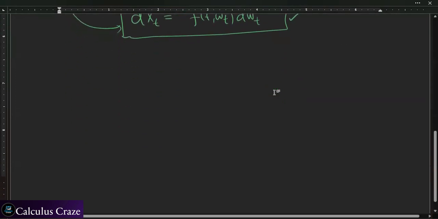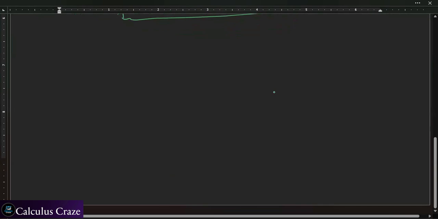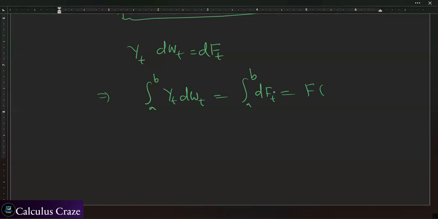So these are the notations. Of course, suppose we have a differential written in this form, Y_t dW_t equal to dF_t, so it is a stochastic differential. Then you can also write this stochastic differential in the form of the integral from a to b of Y_t dW_t equal to the integral from a to b of dF_t, which can be written as F_b minus F_a. So we can write it in this form.